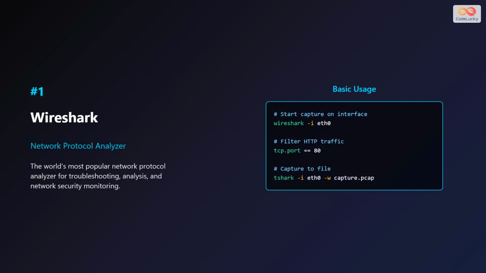The first tool on our list is Wireshark. It is the world's most popular network protocol analyzer. It is useful for network troubleshooting, analyzing network traffic, and monitoring network security.